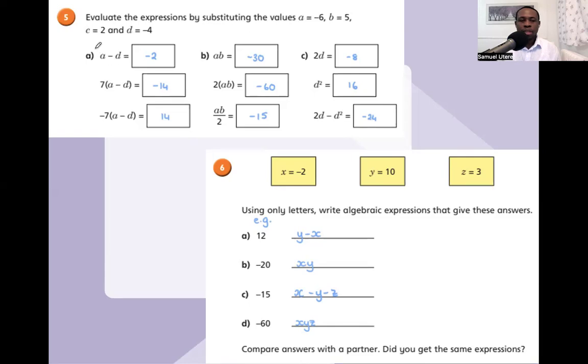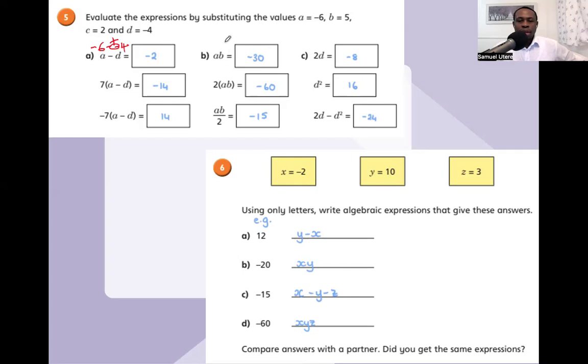So a is negative 6. So if we were to evaluate it, we'll substitute a equal negative 6. D is equal to negative 4. So when we write this out, it will be minus negative 4. These two here will become plus. So when you rewrite it, this is like negative 6 add 4. Negative 6 add 4 is negative 2.